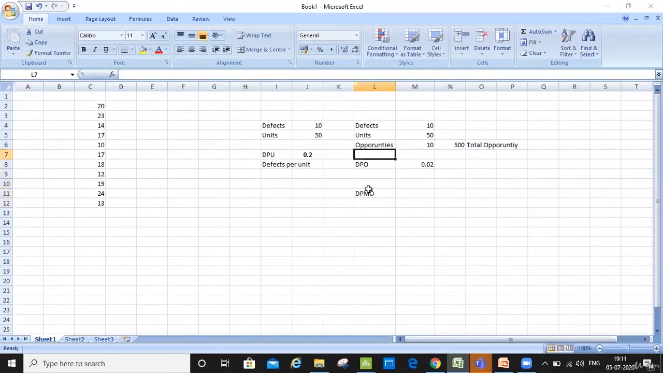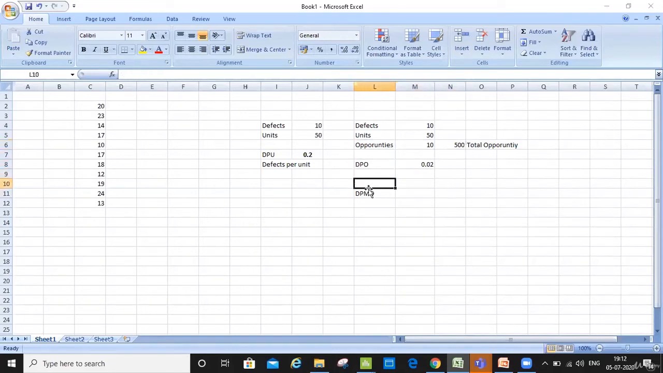Now here in this particular case, we only had 500 opportunities. So basis 500 opportunities and 10 defects, I was able to conclude that my DPO is 0.02. Now, when we talk about Six Sigma, we always look at a million opportunities, right? If there were a million opportunities, what would be my defect rate? So that's what we are trying to look at. Here I have calculated DPO, based on the number of opportunities that I had in my hand here.